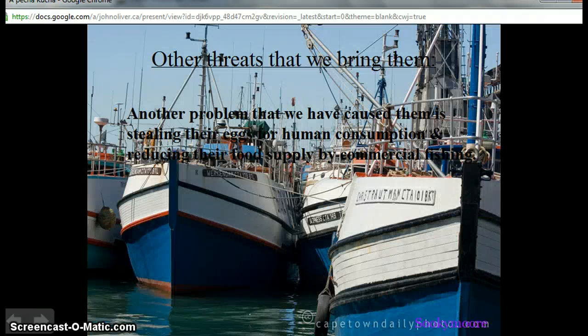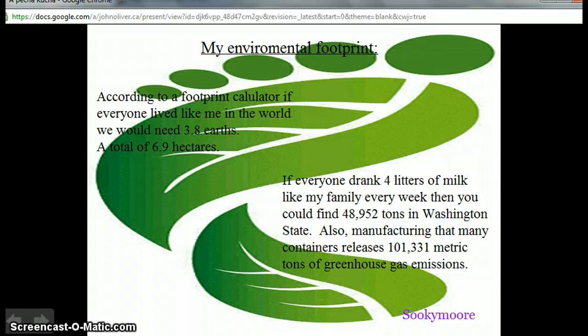Other threats that we bring them. Another problem that we have caused them is stealing their eggs for human consumption and reducing their food supply by commercial fishing.